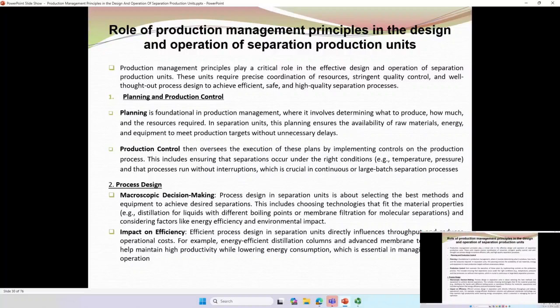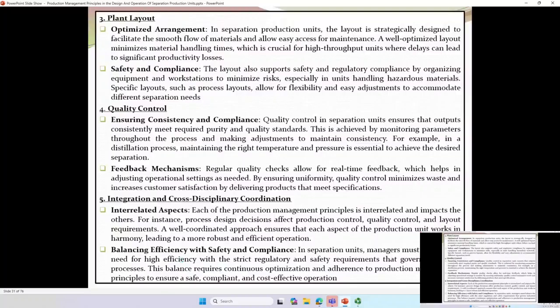So we have impact on efficiency. Efficient process design in a separation unit directly influences throughput and reduces what? Operational costs. For example, an energy efficient distillation process and so on and so forth. So what I just said in essence is that for production management principle, we have production planning and control, and we have process design.